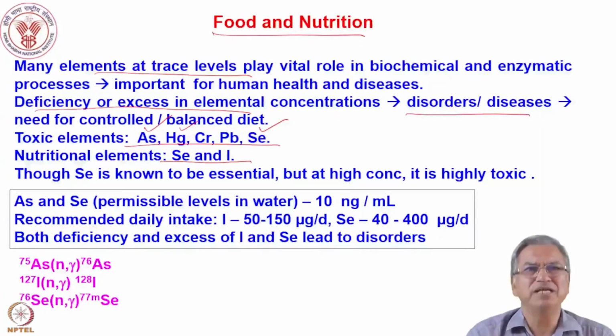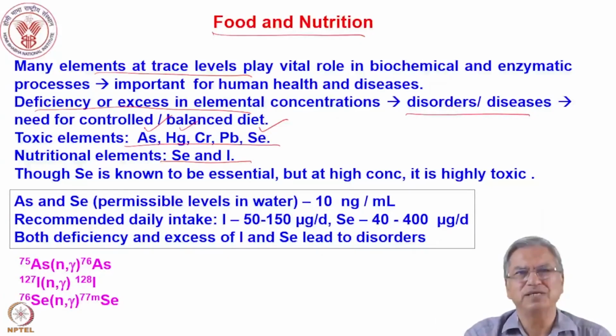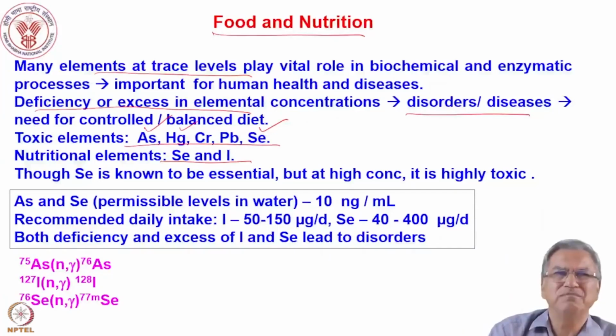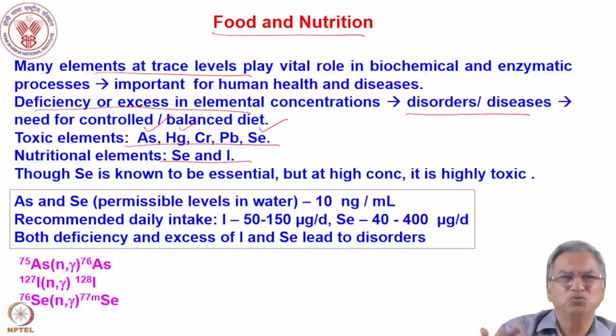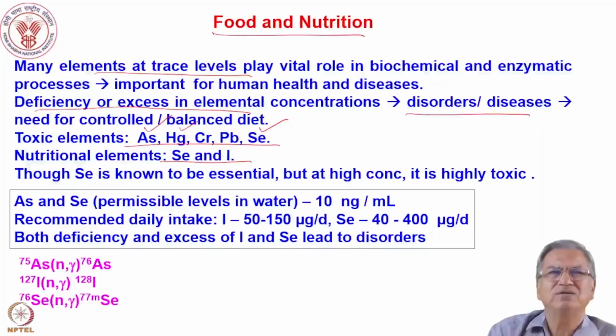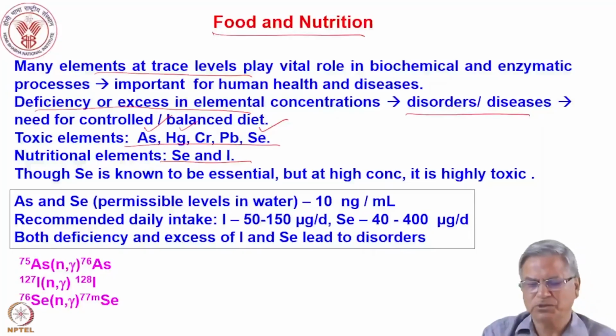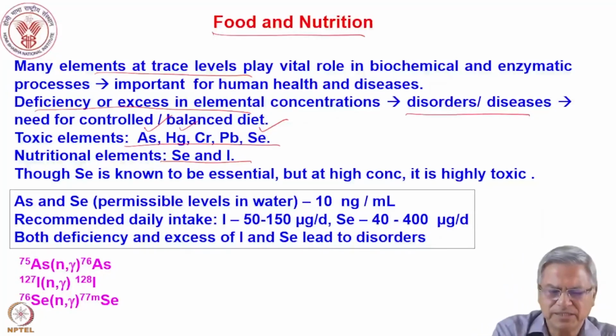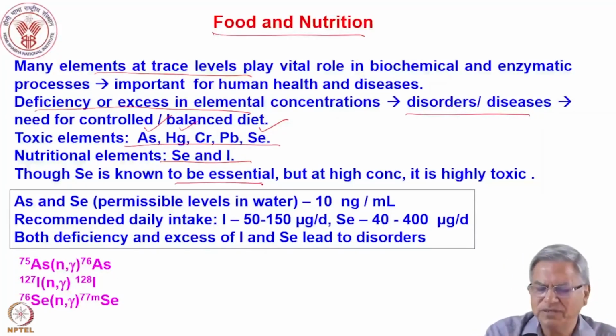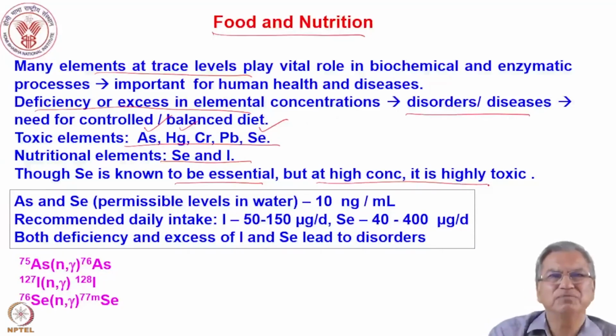For example, selenium; I will discuss more on selenium NAA. Selenium is present as organoselenium, which is useful for the body. Selenium can also lead to abnormalities in humans and animals. So it is essential for the body at low concentration, but at high concentration, it becomes toxic.